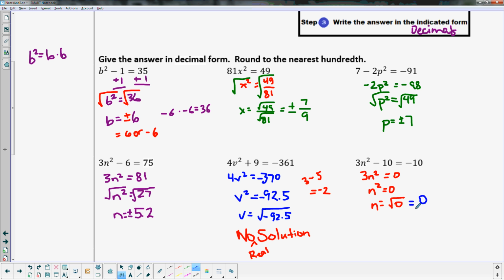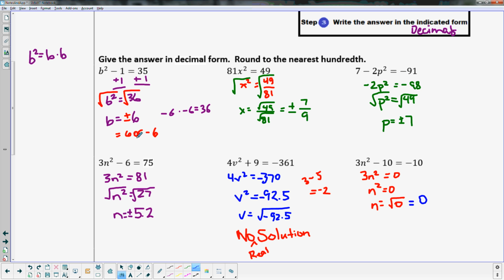Now the only reason I say this is a little bit different than the other ones is that putting a plus or minus in front of 0 doesn't make any sense. 0 is neither positive nor negative. It's right in the middle. It's the middle ground between the positive world and the negative world. So you don't have to put a plus or minus.